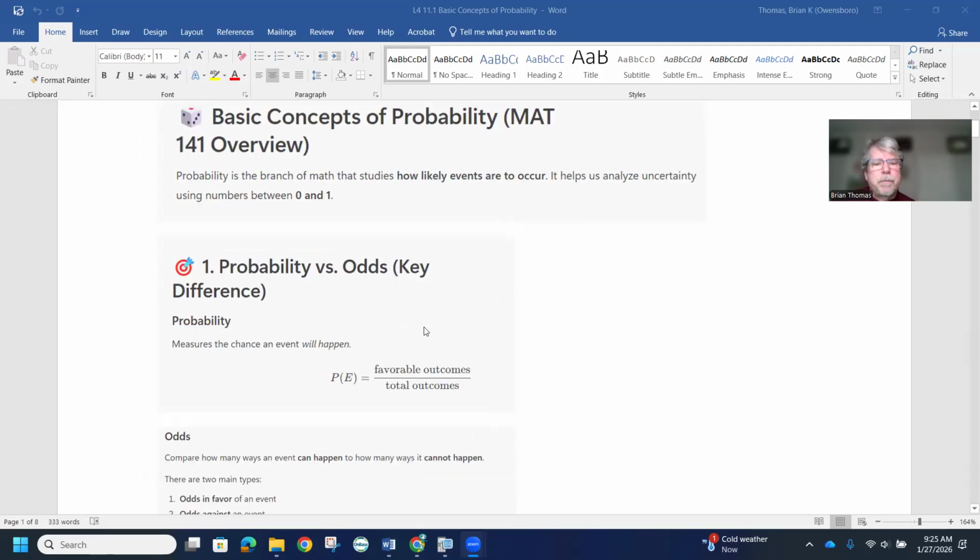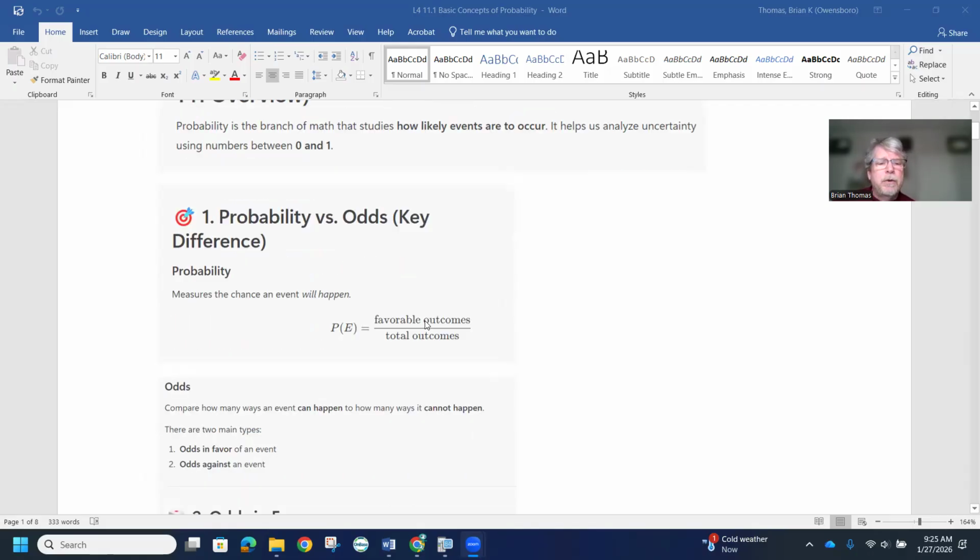So the basic ideas we have to start with are what we call probabilities and what's called odds. So let's look at the key differences between what a probability is and what odds are. When we determine the probability that an event will happen, a lot of times you'll see this P of E, where this stands for the probability of the event. The probability of that event occurring, we use this formula here.